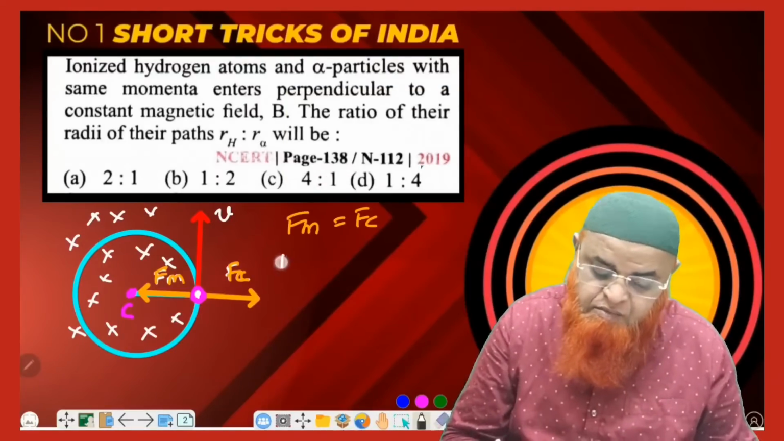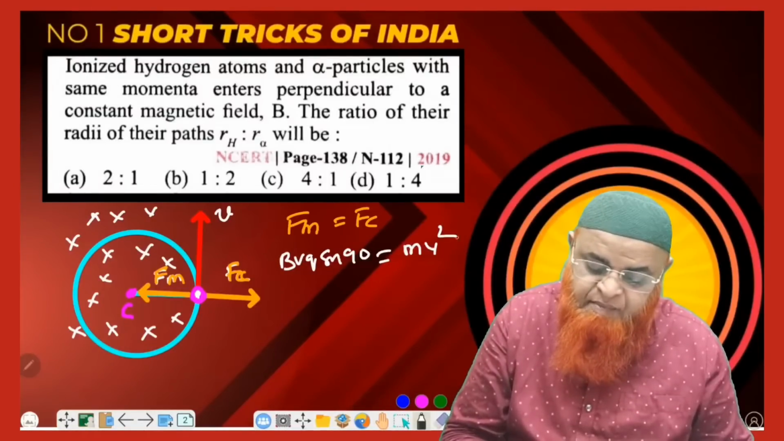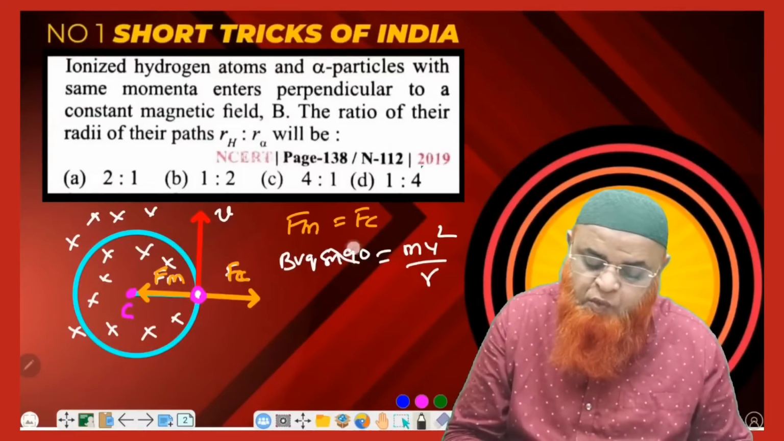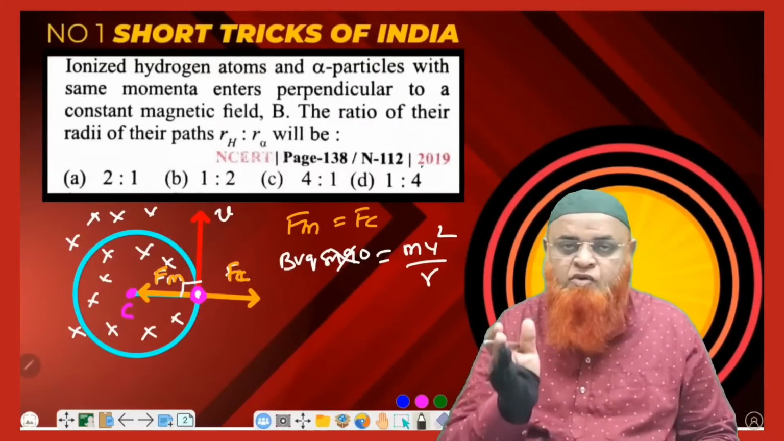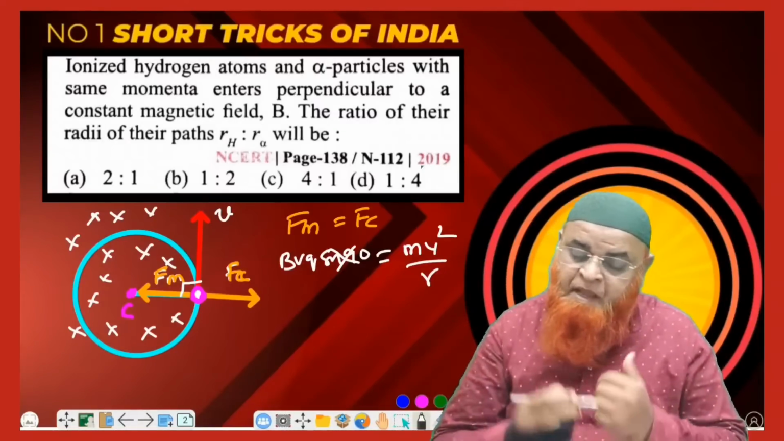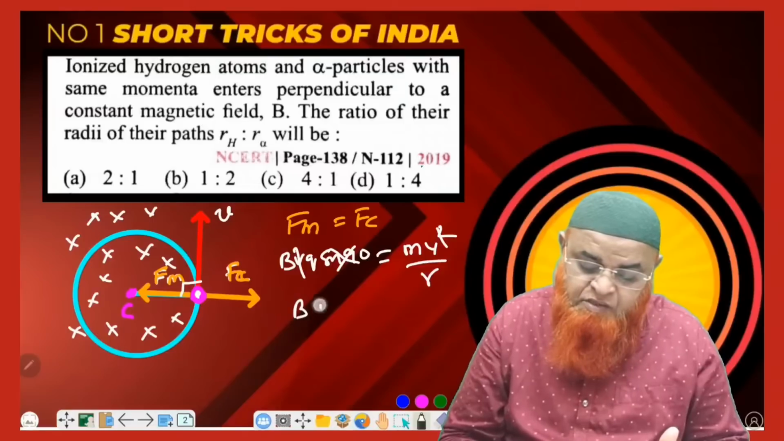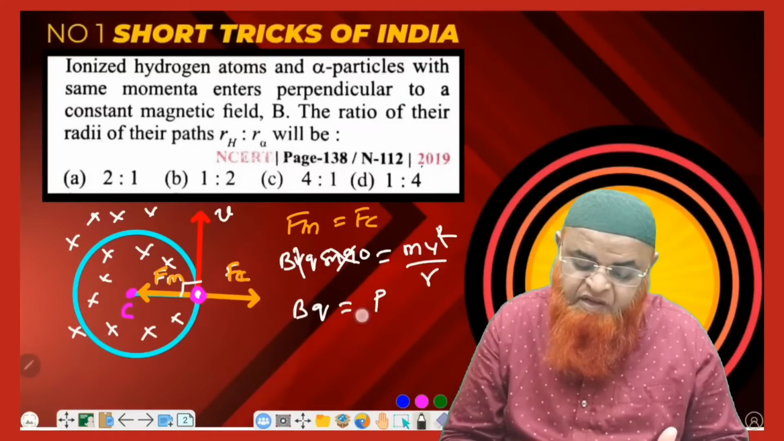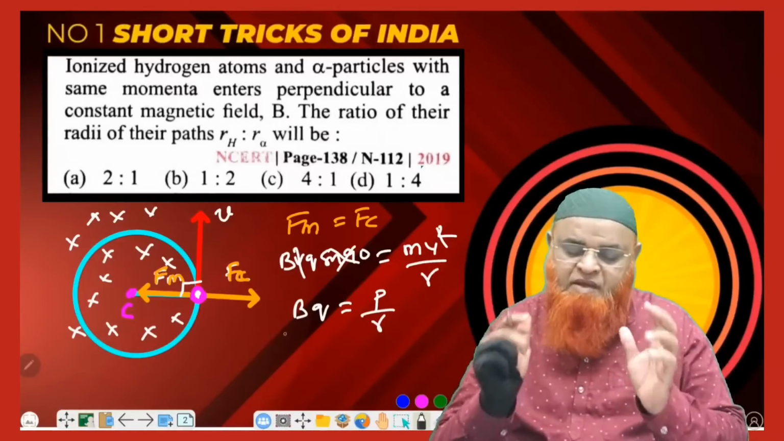In this case, magnetic force is nothing but BVQ sine 90, whereas centrifugal force is mv square by r. Sine 90 is going to be 1 because it is moving tangentially, and the tangent makes 90 degrees with the radius. Then V gets cancelled. So what is left here? BQ is equal to P by R, because mv is taken as P.